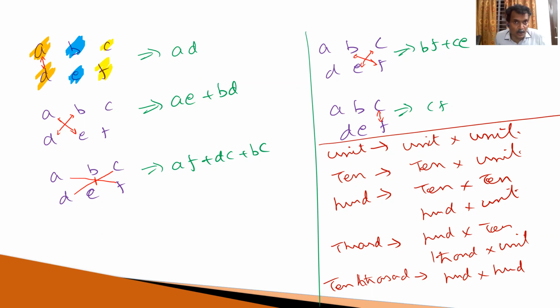The 10,000 place value is over. What is the next one? That is the 1000. When will you get 1000? 100 into 10. 100 into 10. A into E plus B into D.